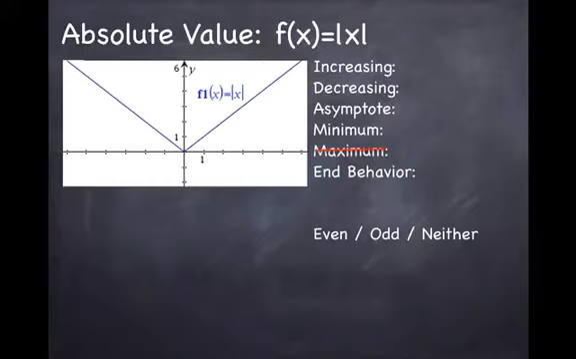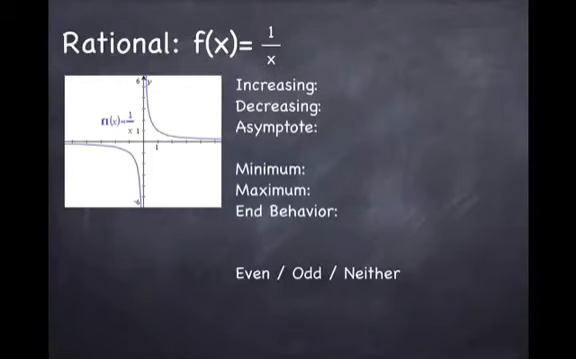All right, absolute value. By now you should be able to figure out most of these answers. Remember, absolute value and quadratic formulas are very similar. They both start at 0, 0. Whoops, I went too far. Anyway, I want you to figure out the rest of it and then be prepared to share your answers and debate your answers tomorrow. All right, moving on to our rational functions.